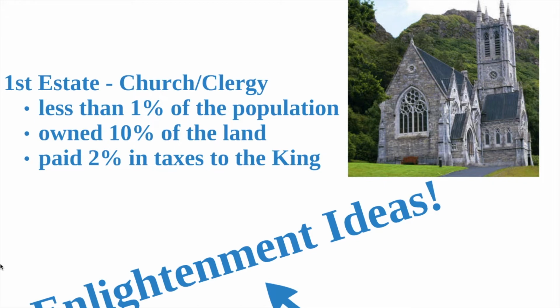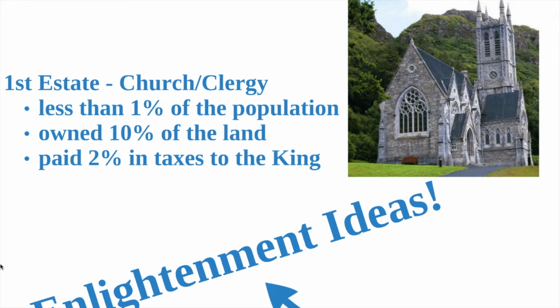Now, the first estate in France is going to make up less than 1% of the population. That's a very, very small percentage. But in return, the church is going to own about 10% of the land in France. And when we talk about owning land, that results in wealth and power. So owning land was equivalent to wealth, power, and status. And the more land you owned, the more wealth you had. And the church owned a lot of land. For being less than 1% of the population, they owned a tremendous amount of land, about 10%.